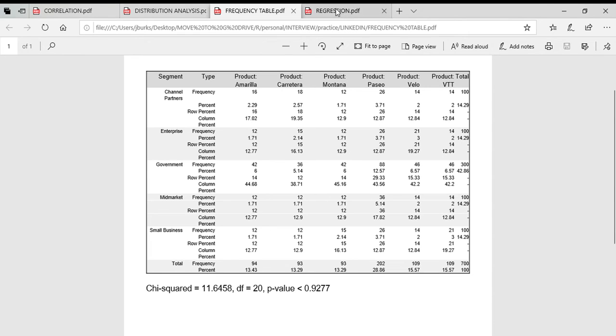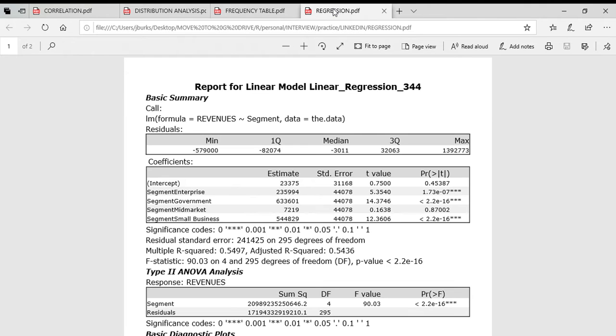Now lastly, what I did was I generated a regression analysis. I wanted to see if I could predict revenues based on the different segments. So my segment is the independent variable, and my revenues was the dependent variable. And what this does is it gives you, for your residuals, the minimum, the first quartile, the median, the third quartile, and then the max.